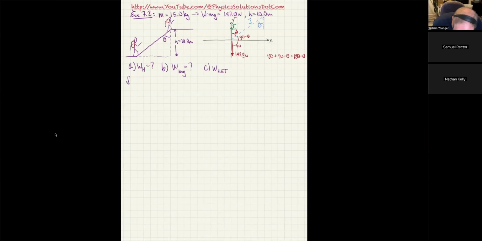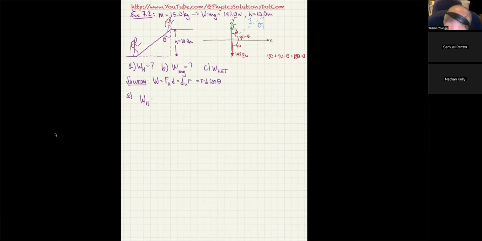Our solution here is W is equal to F parallel times D, but it's also D parallel times F, but it's also F times D times cosine of the angle between them. Of course, you've got to think of that diagram when you're using it, but now we're ready to roll. So let's start off with part A. We want to know the work done by the hiker.